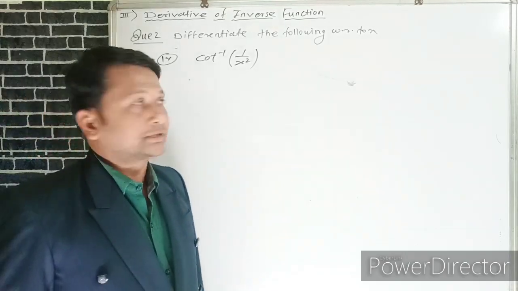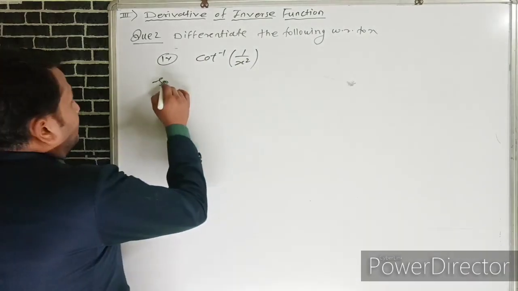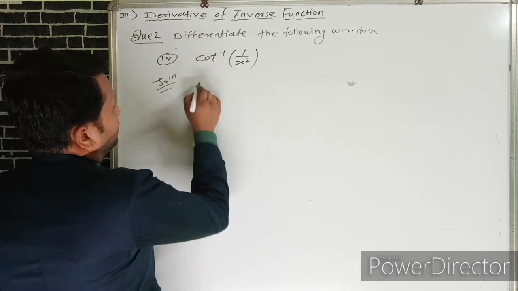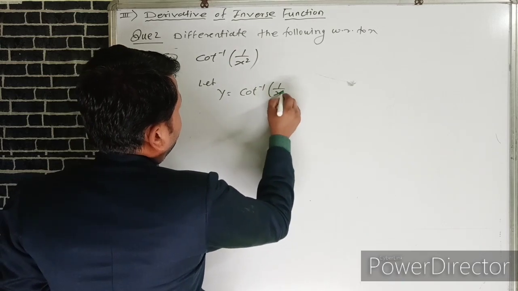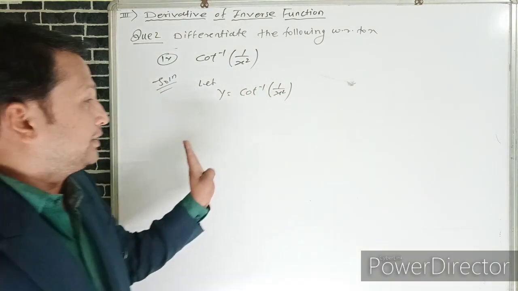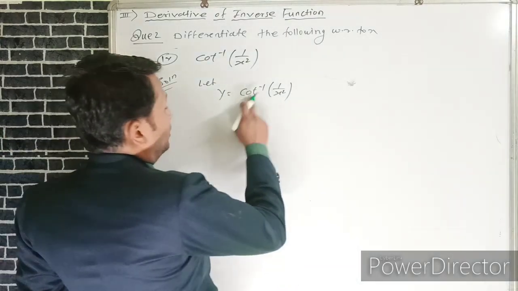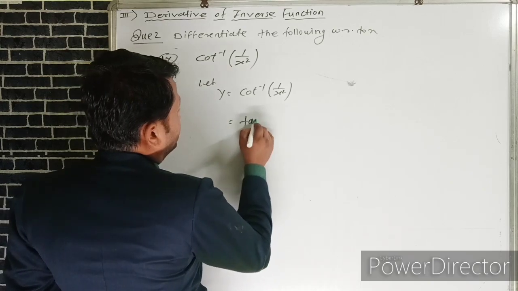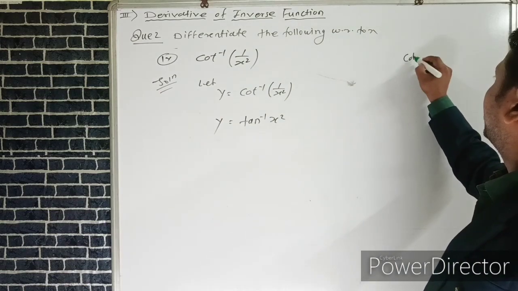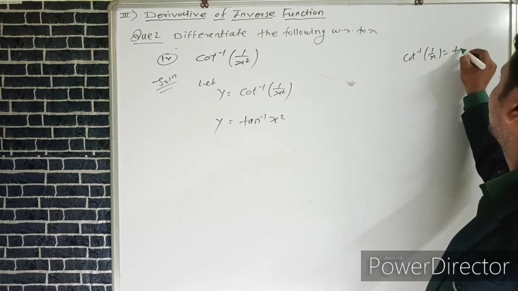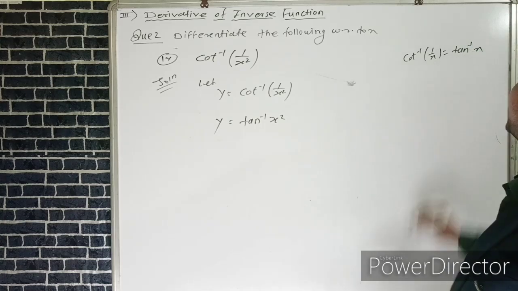Next example, which is example number 4, is cot inverse of 1 upon x square. If we differentiate the given function, first we consider the given function y is equal to cot inverse of 1 upon x square. To find the derivative of this function easily, first we convert this cot inverse of 1 upon x square to tan inverse of x square, because we know that cot inverse of 1 by x is equal to tan inverse of x, or tan inverse of 1 by x is cot inverse of x.